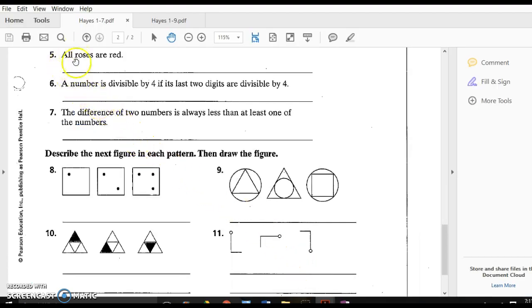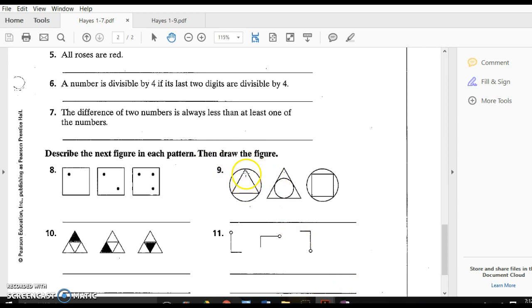So on the 1-7 worksheet, it said a number is divisible by 4 if the last 2 digits are divisible by 4. You said false, which could be correct, but you have to understand it's got to be a 2-digit number, or like a 3-digit number, because it's saying the last 2 digits. And any number whose last 2 digits are divisible by 4 will also be divisible by 4.